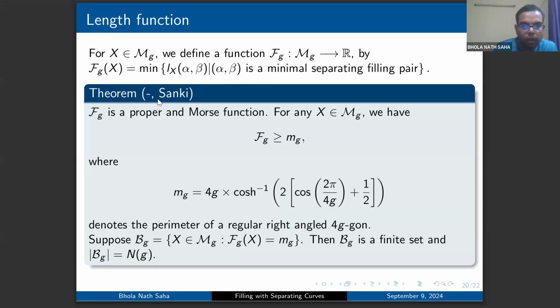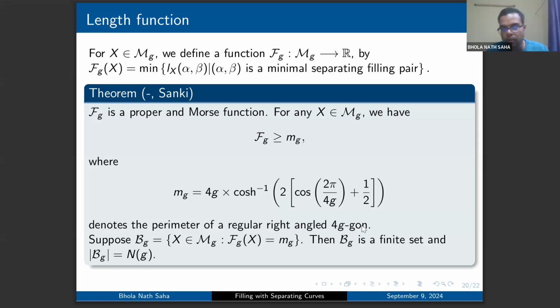We have shown that this function fg is proper and a Morse function. Furthermore, we have given a lower bound of the function fg, which depends only on the topology of the surface. It does not depend on the geometry of the surface, and we have shown that fg is greater than or equal to mg, where mg is the perimeter of the regular right-angled 4g-gon.